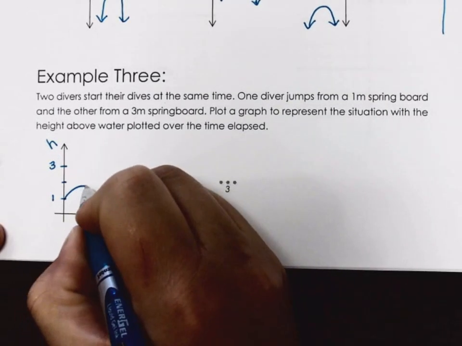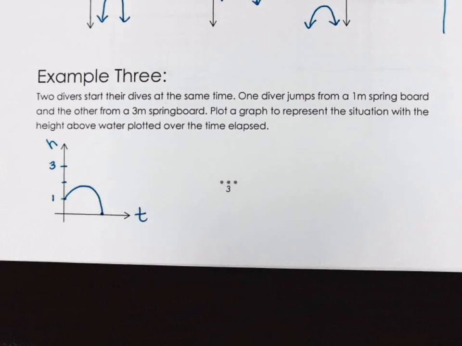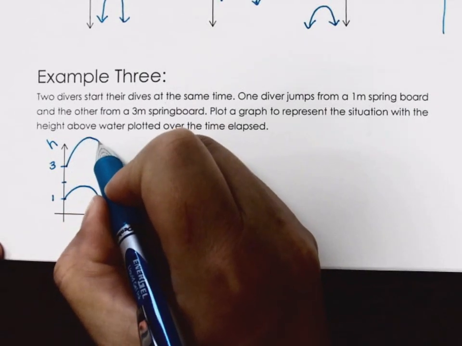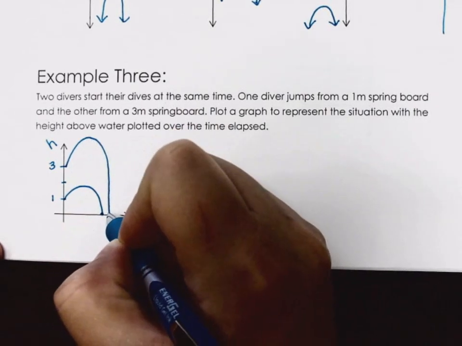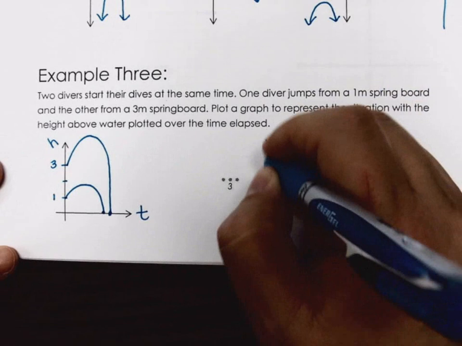Maybe this guy. Doesn't go very high. Maybe this guy goes really high. How many solutions would there be here? None. Could we draw a situation where there is one solution? It's like they land in the same spot. They could land in the same spot.